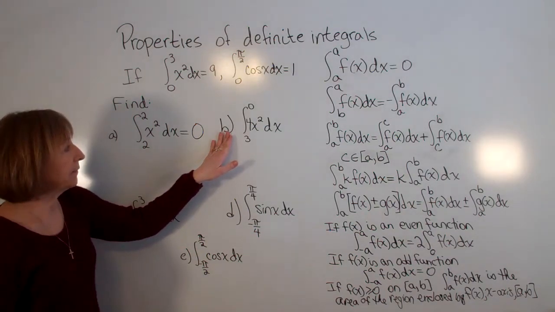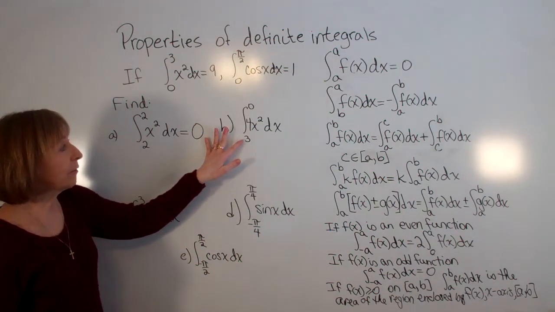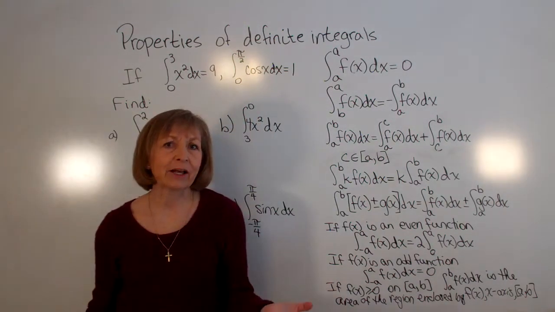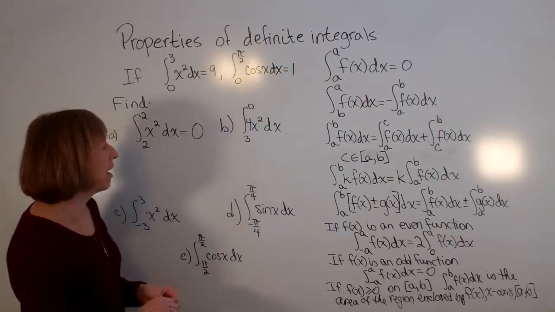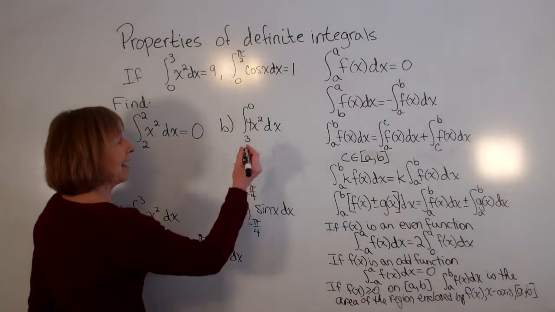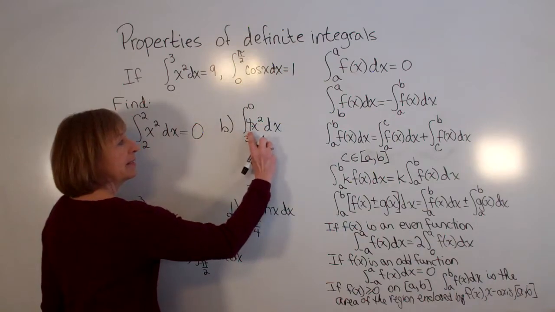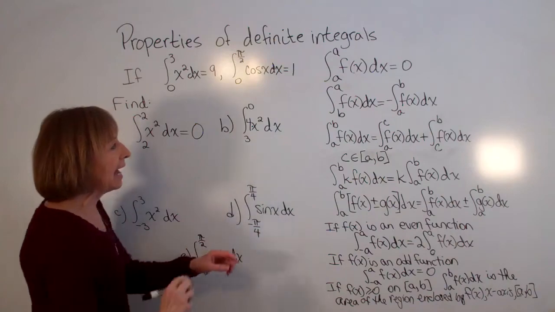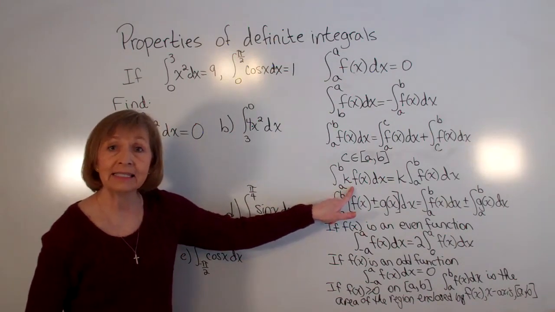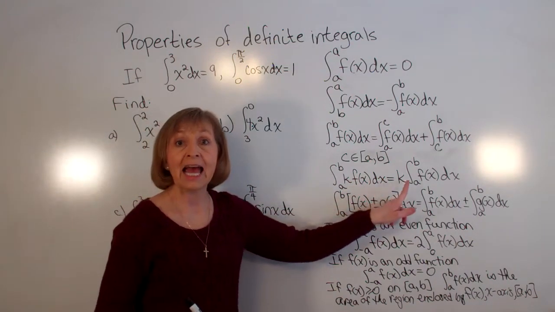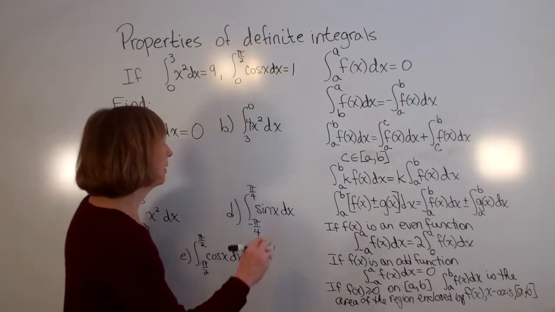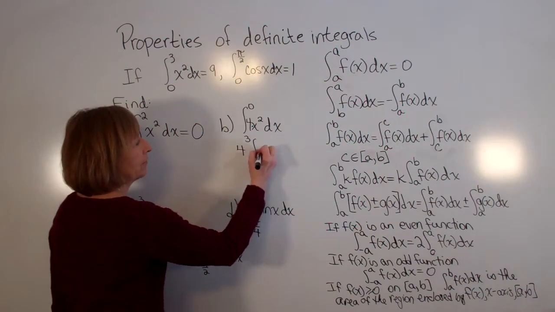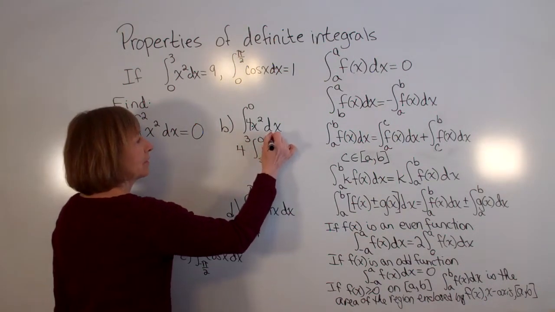Next up, part B. This is the definite integral from 3 to 0 of 4x squared dx. This one's actually going to take a couple of properties to get the answer. One of the first properties is that I can notice that this 4 is multiplied to the x squared in the integrand, and I have this property that if I have a constant multiplied to my function, I can bring the constant factor out. So this is the same as 4 times the definite integral from 3 to 0 of x squared dx.